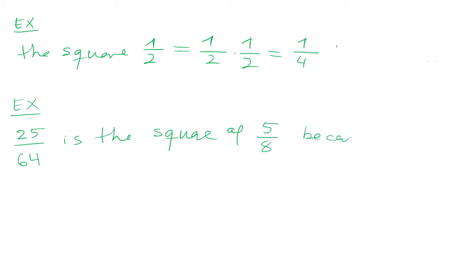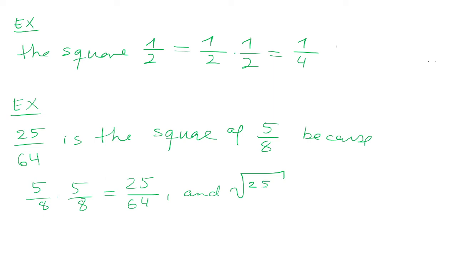Well, because 5 divided by 8 multiplied by 5 divided by 8 is equal to 25 divided by 64. And we denote that by, say, the square root of 25 divided by 64 is equal to the square root of 25 divided by the square root of 64, which is equal to 5 divided by 8.